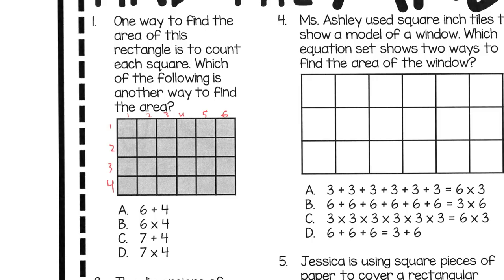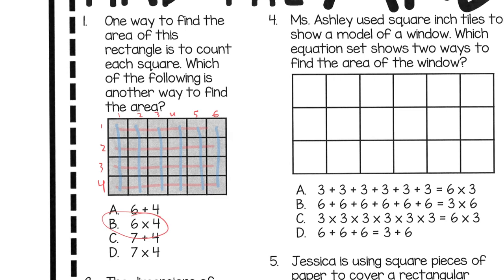In other words, if I use my highlighter, I have 4 rows, right? 1, 2, 3, 4. And if I count the columns, I have 1, 2, 3, 4, 5, 6 columns. And to find the area, the number of squares that cover this rectangle, I would take the number of columns times the number of rows, and that would be 6 and 4. There's only one of those here. That's my answer, 6 times 4.